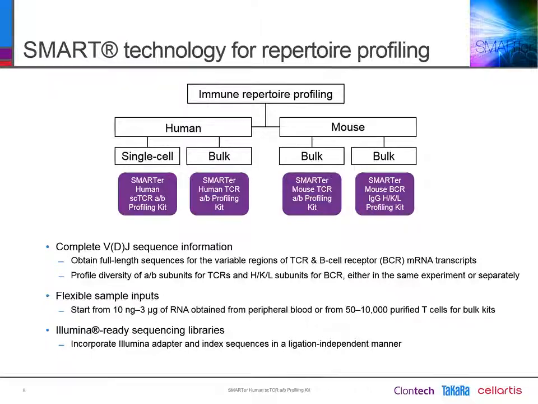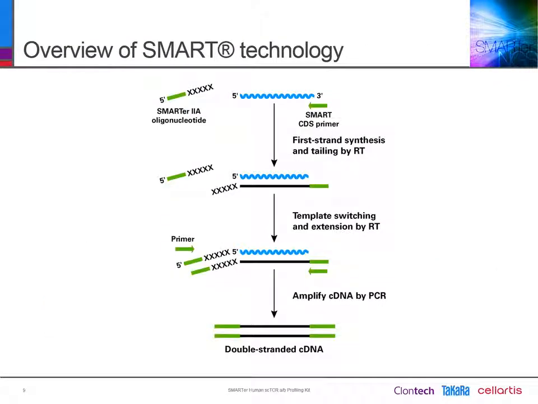doing ligation. So moving along to explain a little bit of the SMART cDNA synthesis mechanism, which is the basis for all of our kits. What's shown here in cartoon is, in blue, the mRNA template, and in green is the SMART oligo that is going to be used for the cDNA synthesis.